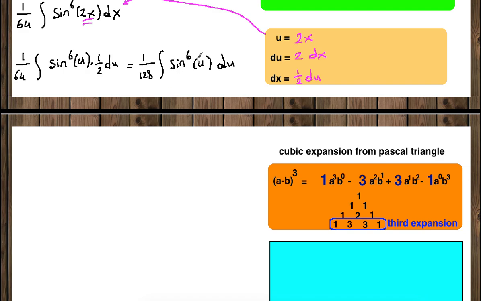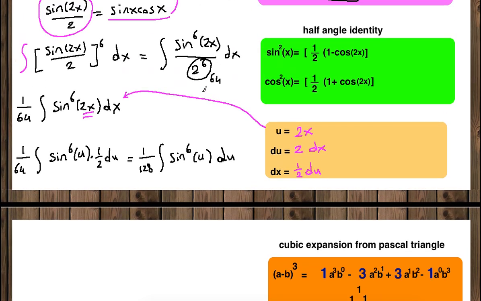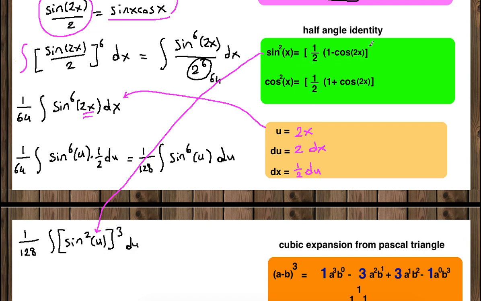Here, my plan is to break sine into squared form, so I can apply half angle identity. So what I would like to do is 1 over 128 integral sine squared of u raised to the 3rd power. So 2 times 3 is 6, so this is equal to sine 6th of u. Now we're going to substitute sine squared of u with our half angle identity. Let's remember what the half angle identity was. Sine squared of x is 1/2 times 1 minus cosine of 2x. So whatever the angle is here is doubled here. So we have u in our argument, it's going to be 2u.